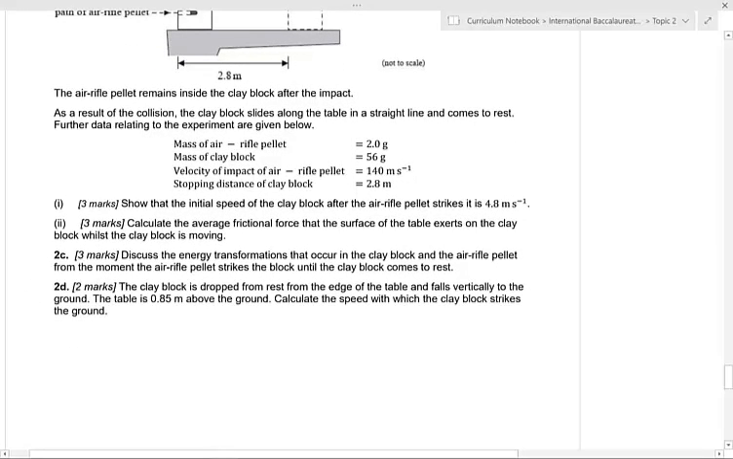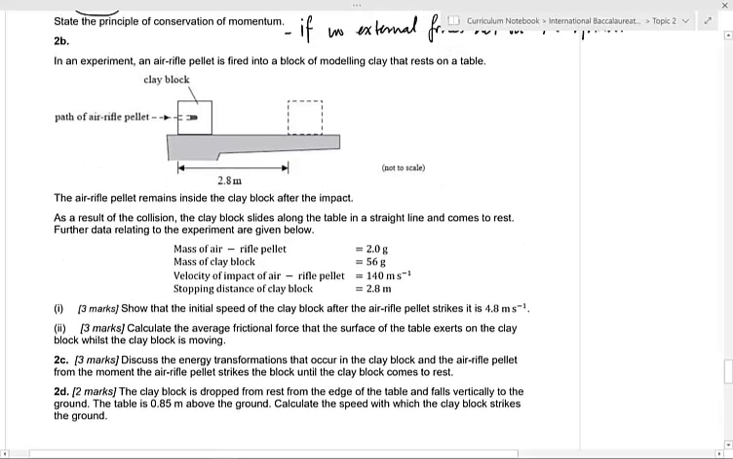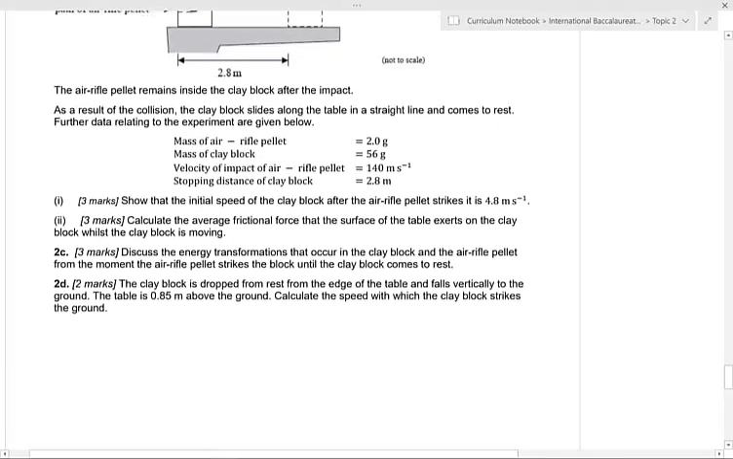So we have 2b1. Show that the initial speed of the clay block after the air rifle pellet strikes it is 4.8 meters per second. So immediately after the air pellet strikes it, it won't have had time to lose any momentum because of friction, and so this is just a conservation of momentum question. So we look at the initial situation.